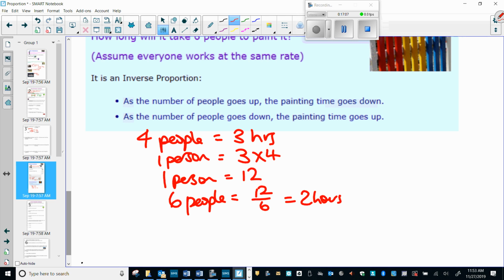Okay, well, now I'm going to try. Right, so then there's a new worksheet for you to go on for inverse proportion.